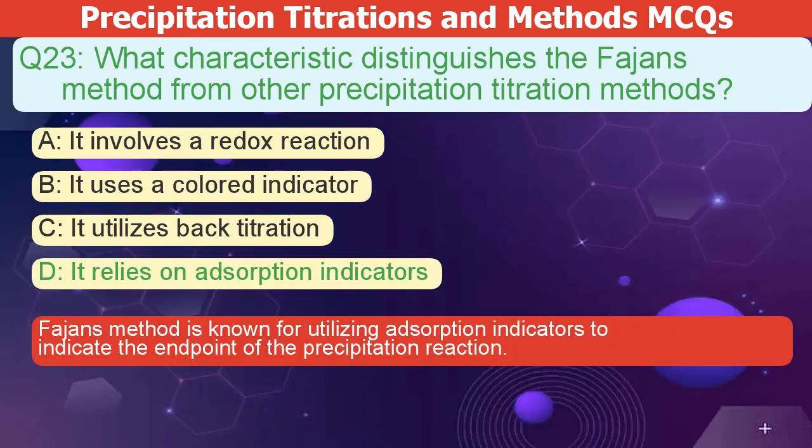The correct answer is D. Fajans method is known for utilizing adsorption indicators to indicate the endpoint of the precipitation reaction.